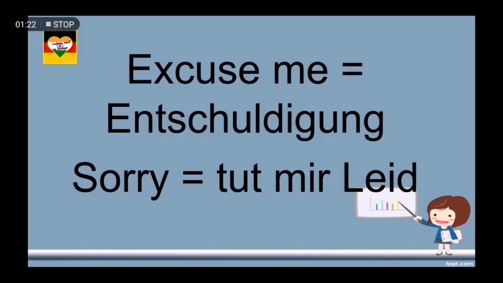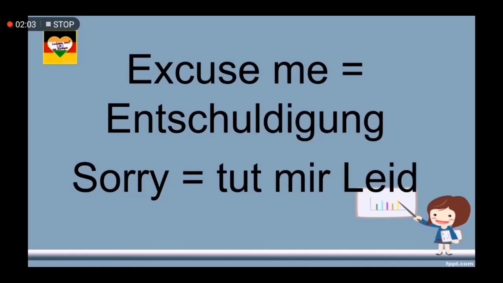Then excuse me is Entschuldigung and sorry is tut mir leid. So here is a thing that I want to mention: when you make small mistakes, for example, if you want to disturb anybody for a moment, then you will say Entschuldigung. Or when you commit a mistake and you feel very sorry for this, then you say tut mir leid.